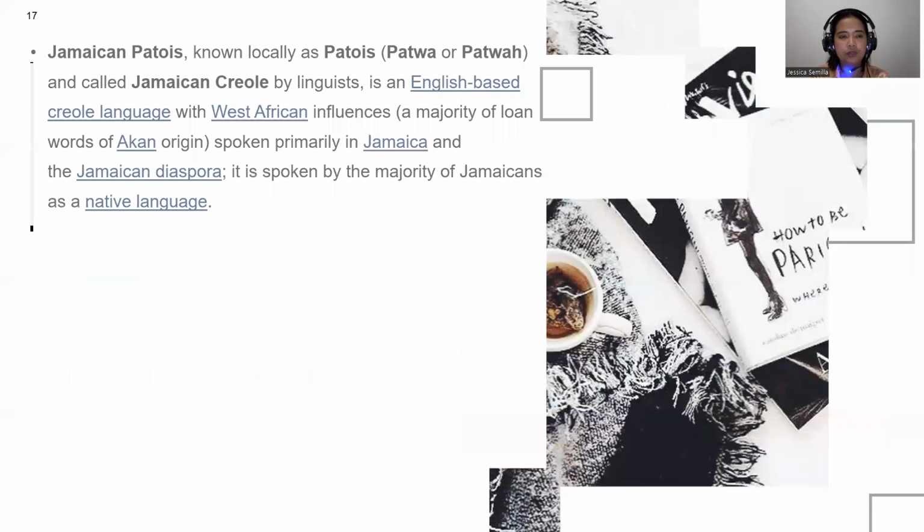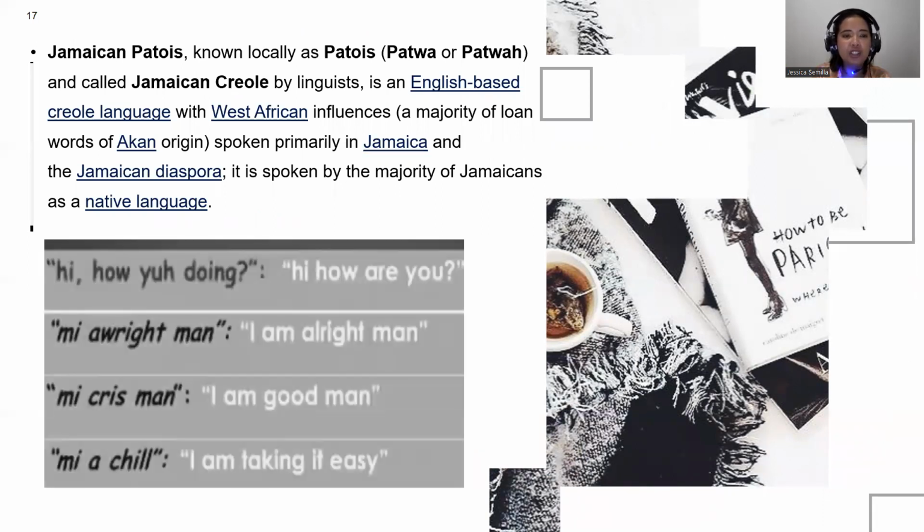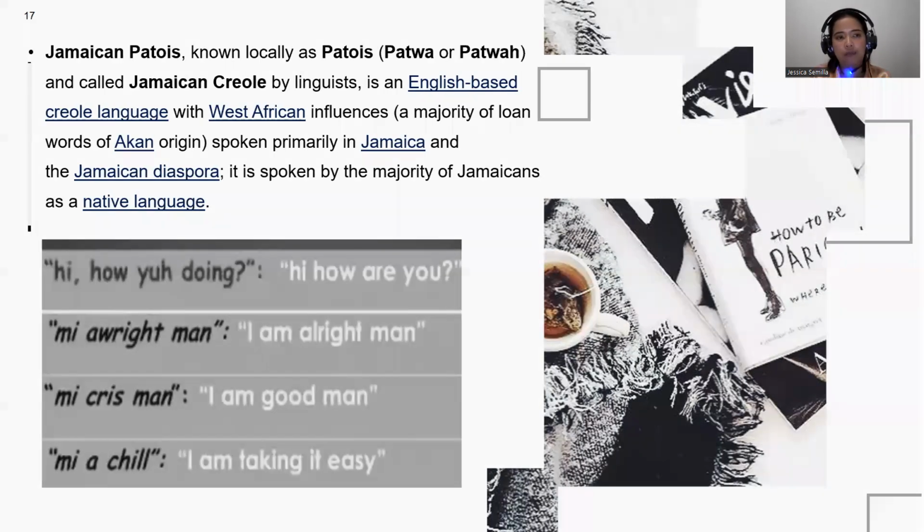Okay, so we have the Jamaican Patois, spoken primarily in Jamaica and in the Jamaican diaspora, and spoken by the majority of Jamaicans as a native language. Like, "Hi, how you doing?" meaning "Hi, how are you?" "Me all right, man" means "I am all right, man." "Me cursed, man" means "I am good, man." "Me a chill" means "I am taking it easy." Those are the examples of Patois.